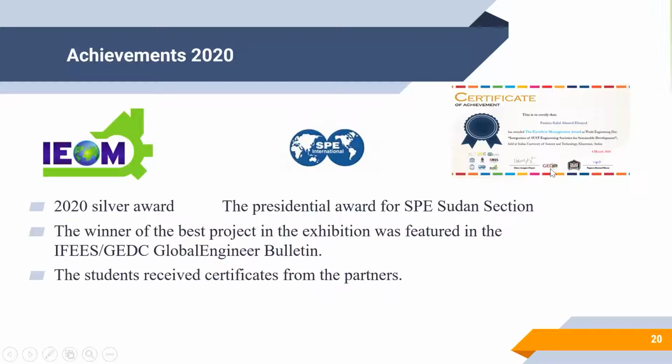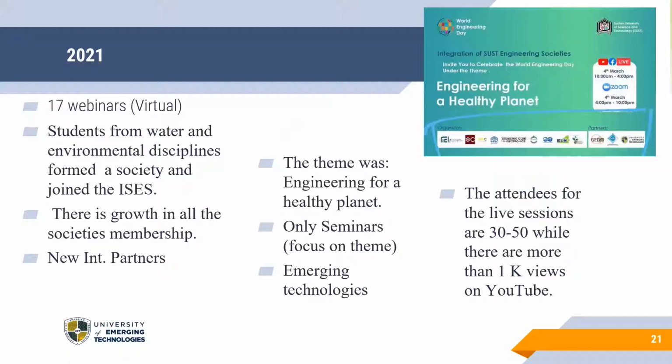signed by the international bodies, and at that time they were the Global Engineering Deans Council, the International Federation of Engineering Education Societies, and the World Bioenergy Association. I'm a part of GEDC and IFEES, and my colleague, Dr. Hazir Farouk, is a part of WBA, and she helped us to include WBA as a part of this activity. Also, the best projects in the exhibition were featured in the IFEES GEDC Global Engineer Bulletin. And in 2021, we did 17 virtual webinars.